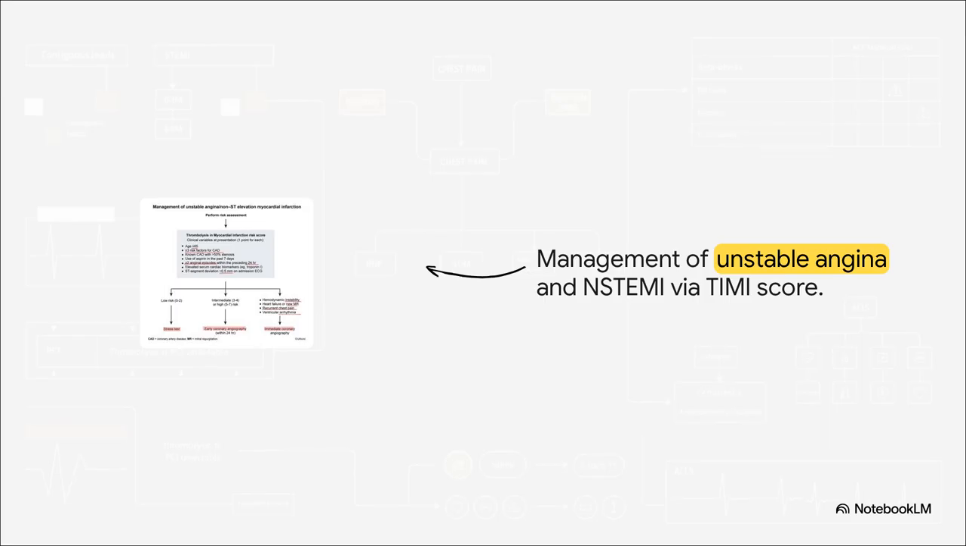All right, let's look at how this builds out our NSTEMI and unstable angina risk stratification. We use the TIMI risk score to map out our next move. Low risk, they get a stress test. Intermediate or high risk, they need early coronary angiography within 24 hours.